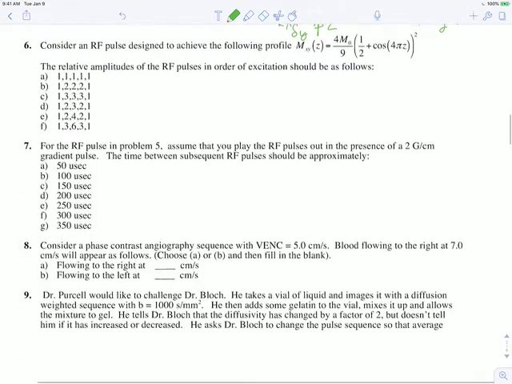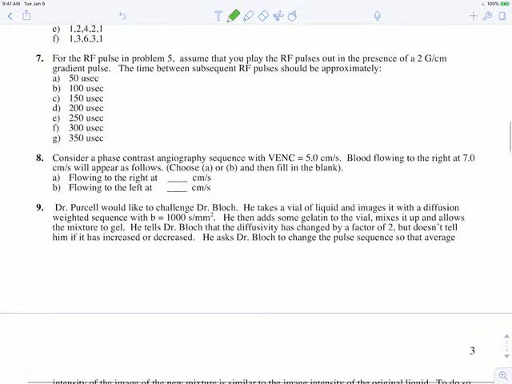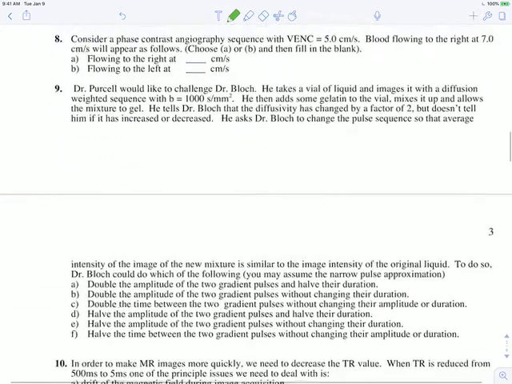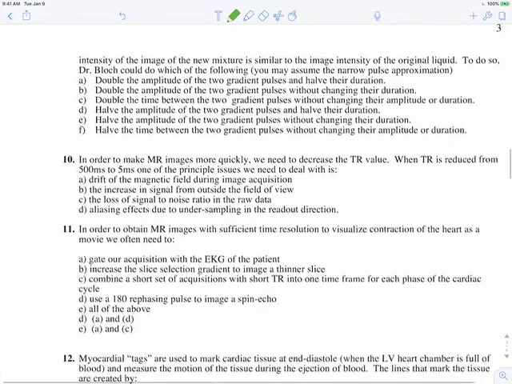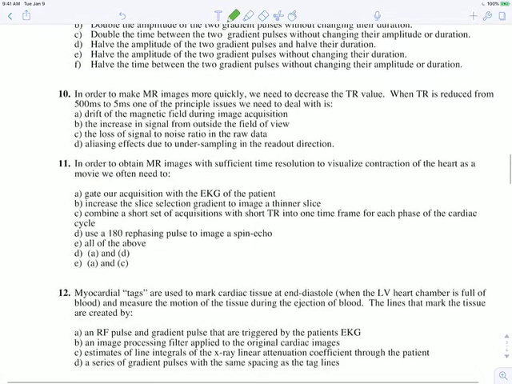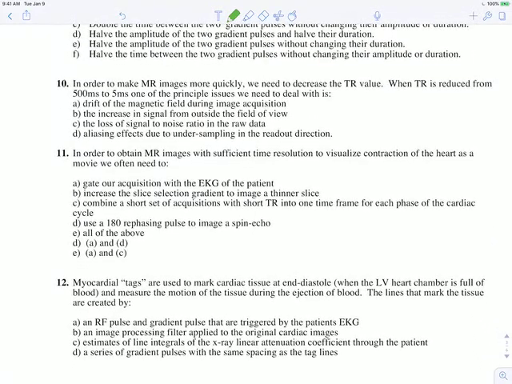All right, we're going to skip the RF ones because we haven't talked about that. We're going to skip the phase contrast angiography one because we haven't talked about that. We're going to skip the diffusion one. These last questions, we'll do 10 and 11, and then if people want to, we can do some on the 2017, or we can leave that till Wednesday. So let's do these and then just make a decision.